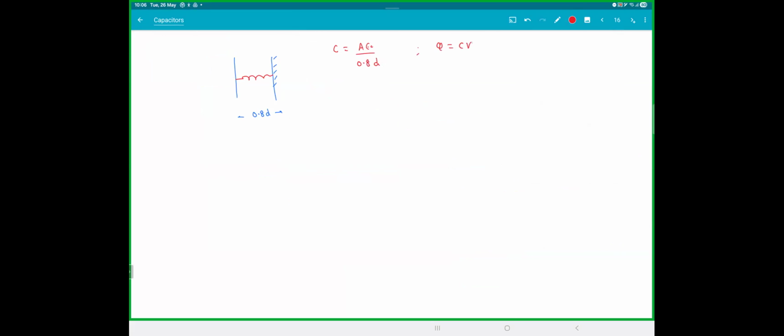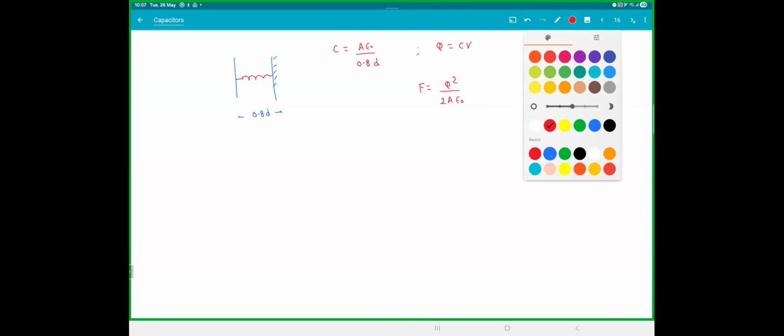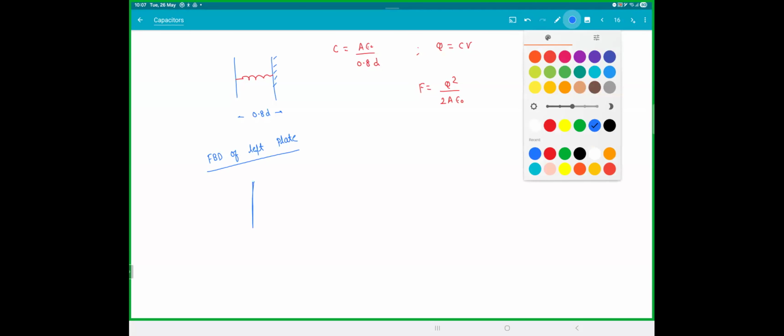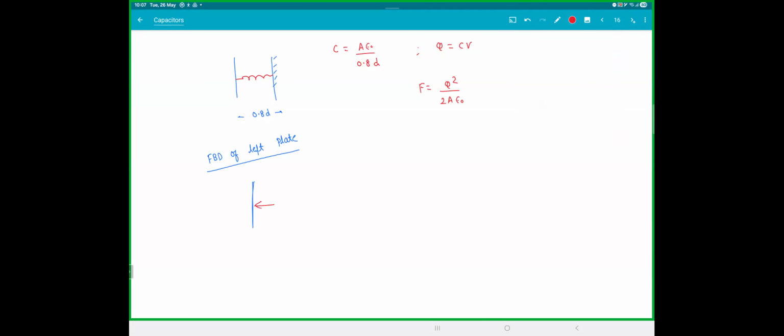Q is equal to CV. So what is the force? Force is equal to Q square by 2A epsilon. Hope this part was clear. Next thing, draw FBD of the left plate. The right plate is anyway fixed, so there's no point in drawing it. If you draw FBD of the left plate, there are two forces. The spring is pushing. What is the spring force? K into X. What is X? Compression. This is 0.2 D.